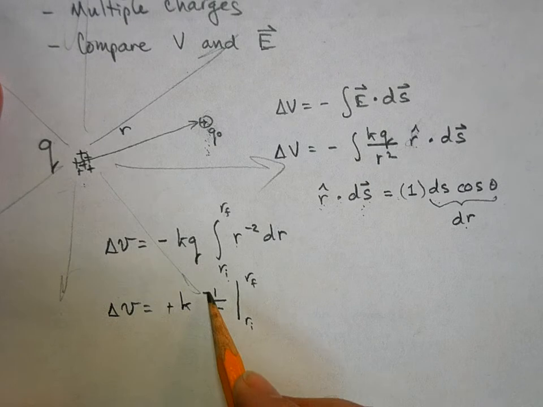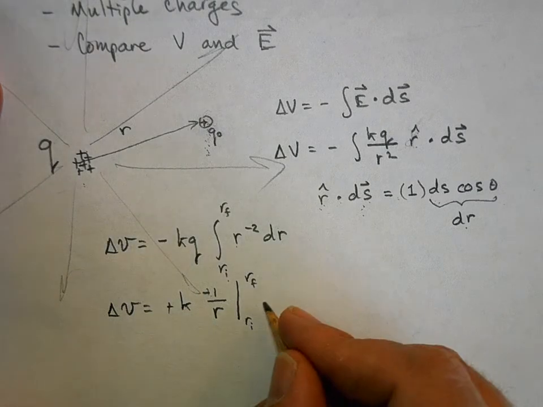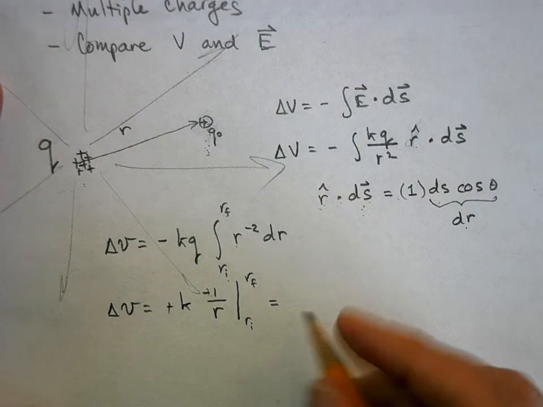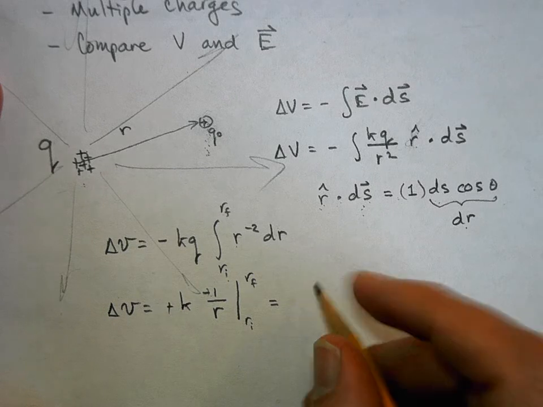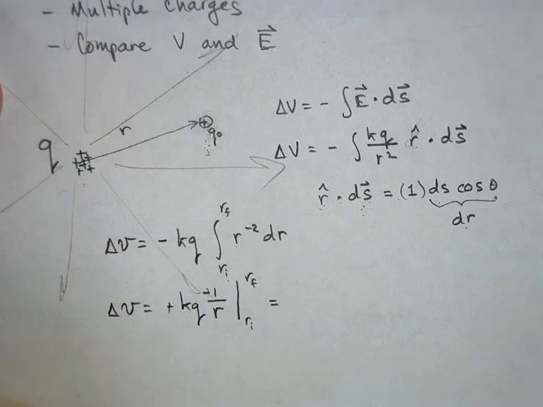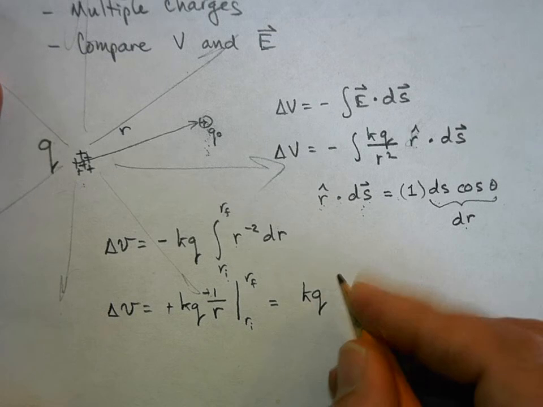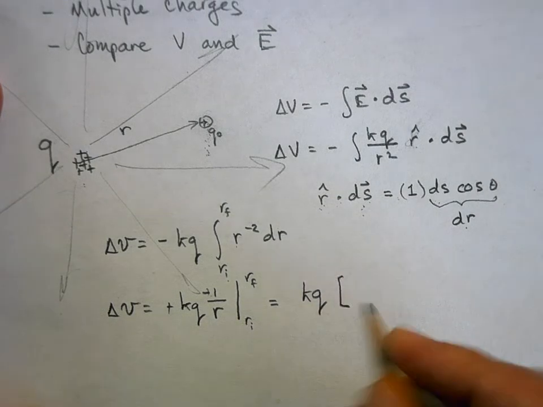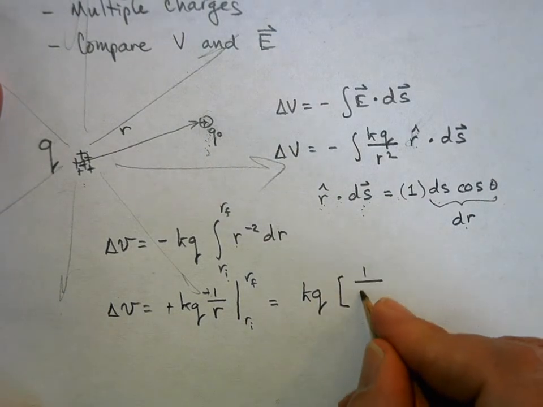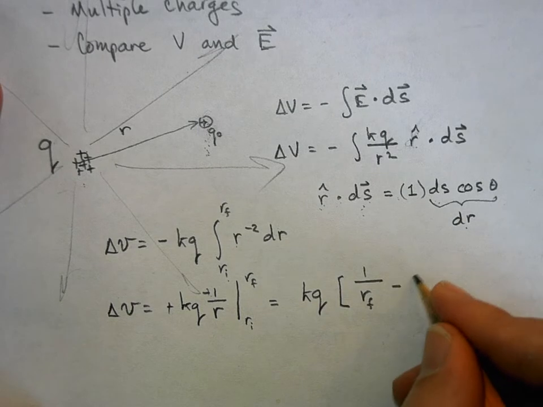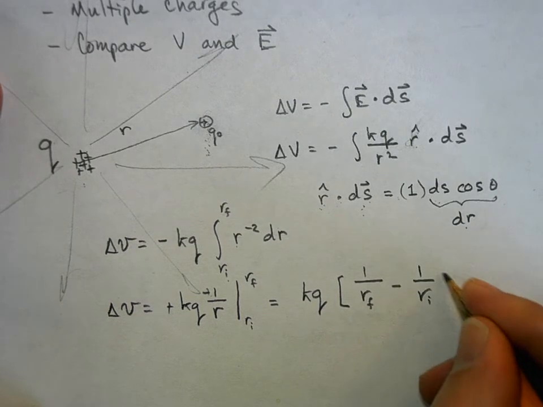So this negative sign goes away, and we're left with, oh, I left the q out, didn't I? There we go. And so we have kq, and then what I'm going to do is just put 1 over r final minus 1 over r initial, like that.